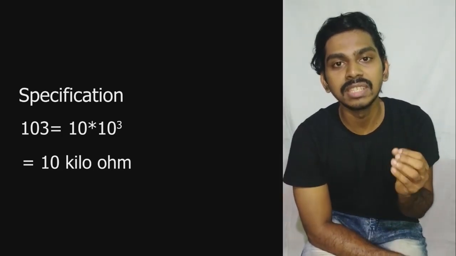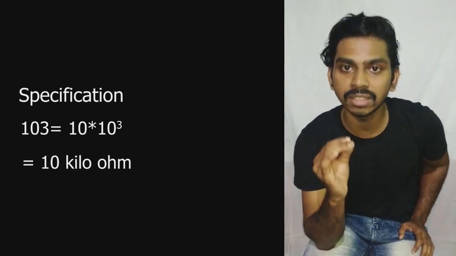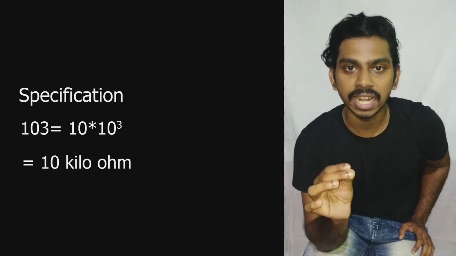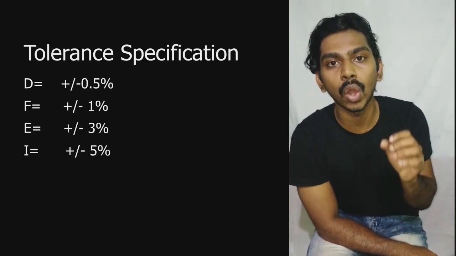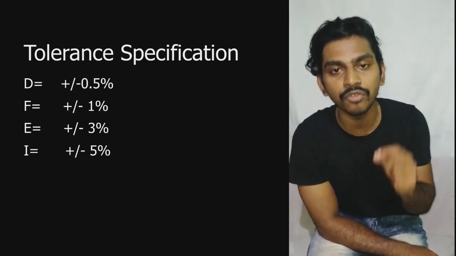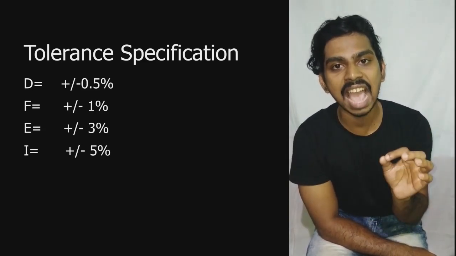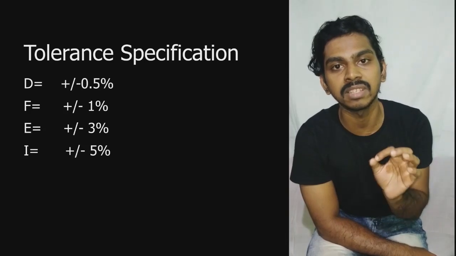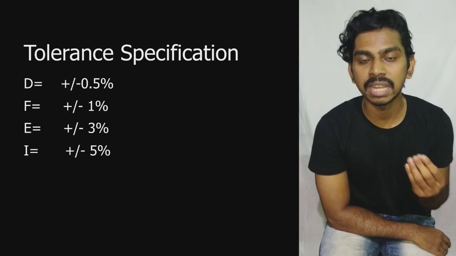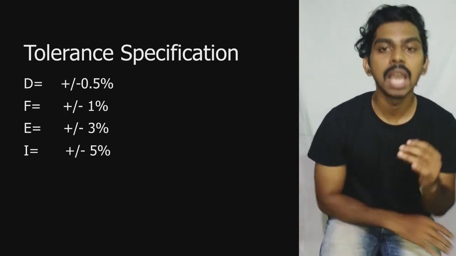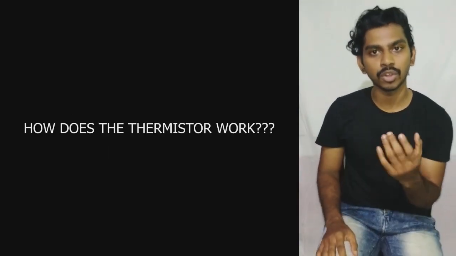For example, if it's displayed as 103, that means the output resistance of that particular thermistor is 10 kilo ohm with some tolerance value. The tolerance value can also be expressed in terms of alphabets. Alphabet D means plus or minus 0.5 percent, F is plus or minus 1 percent, E is plus or minus 3 percent, and I is plus or minus 5 percent. Like that.